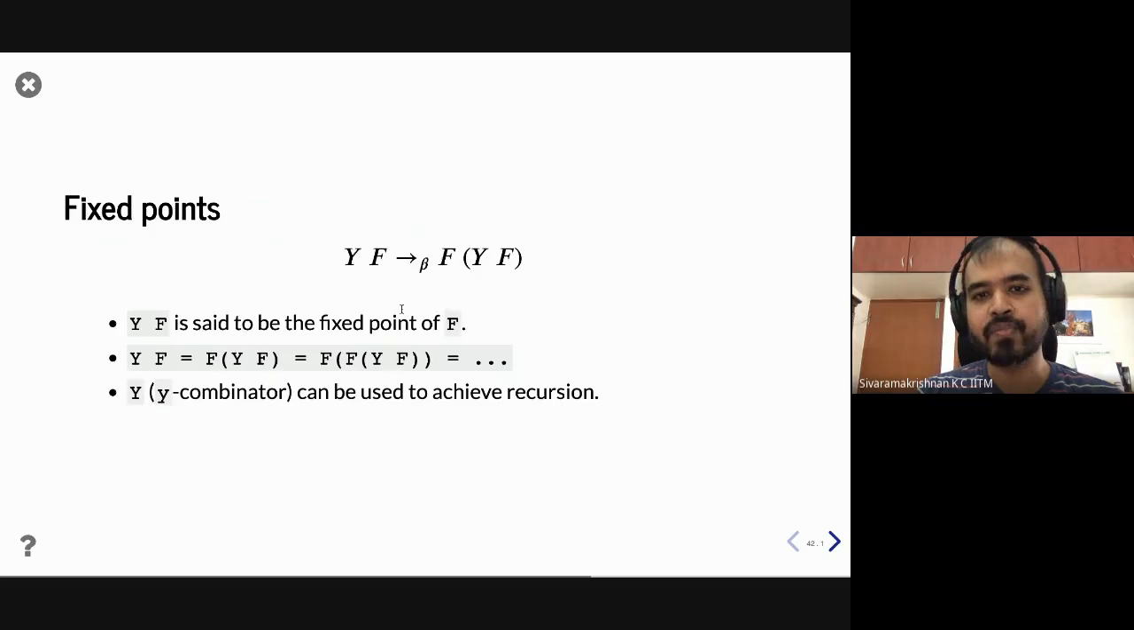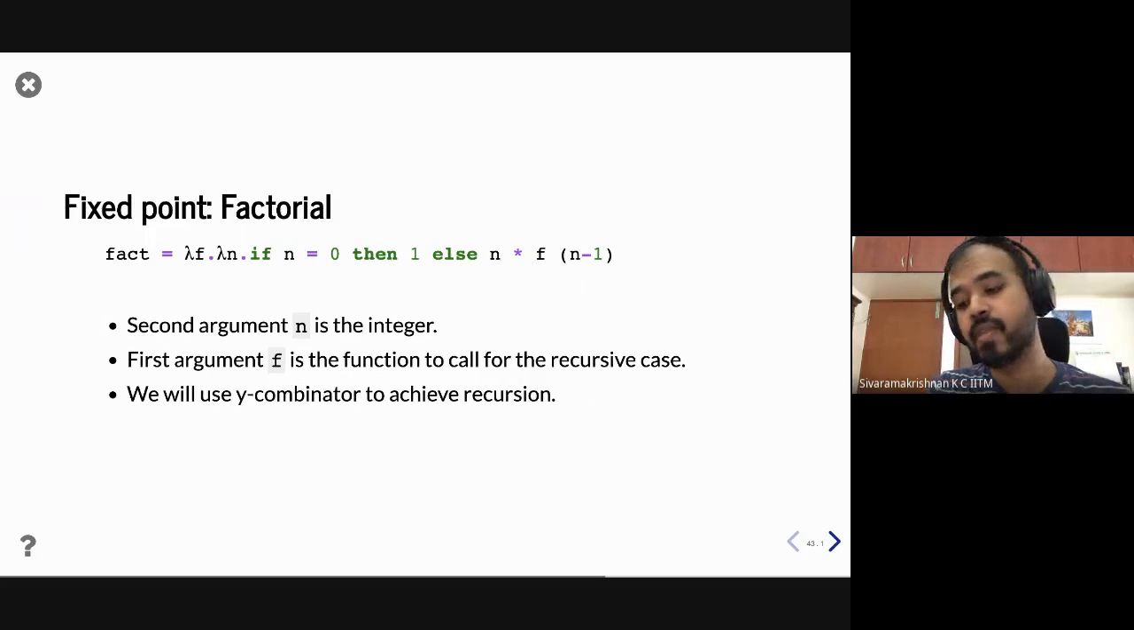So the takeaway here is just like mathematical functions, where x equals f of x is said to be the fixed point of f. For any lambda term f, you can always get a YF such that YF is the fixed point of f, and Y is the Y combinator. Okay, so that's the key bit here. So how do we use this to get recursion?